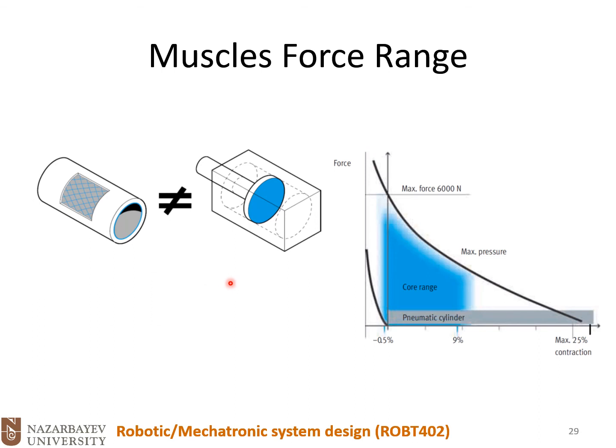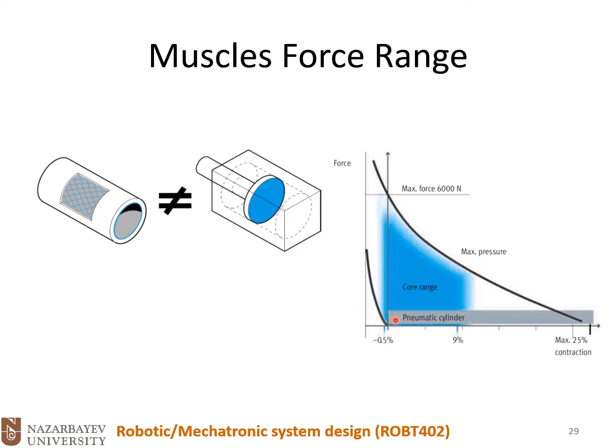So let's see the differences in terms of generated force between linear pneumatic actuators and muscles. Okay, so this one is a muscle and this one is a linear pneumatic actuator. They're not equal in terms of generated force. So here on this graph, the horizontal axis shows us the percentage of the contraction. And the vertical axis shows us the generated force. First let's discuss the linear actuators. So this is the linear actuator.